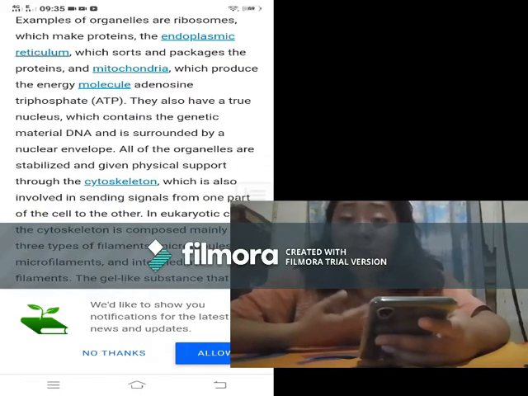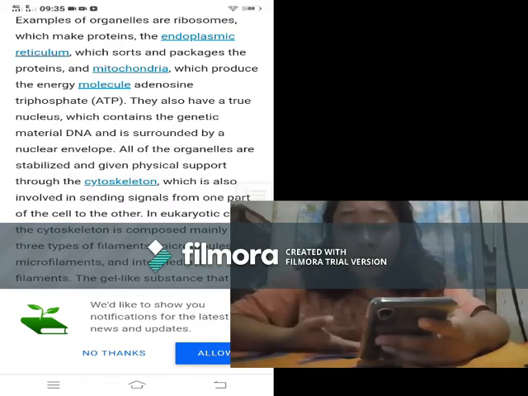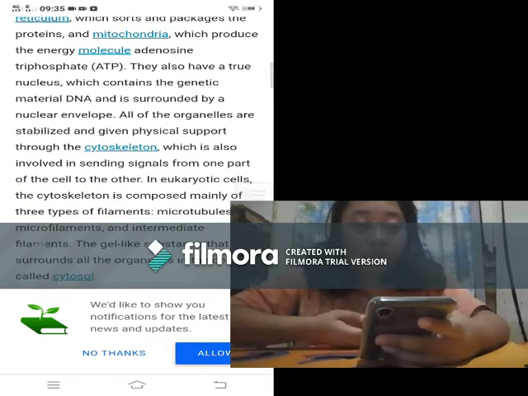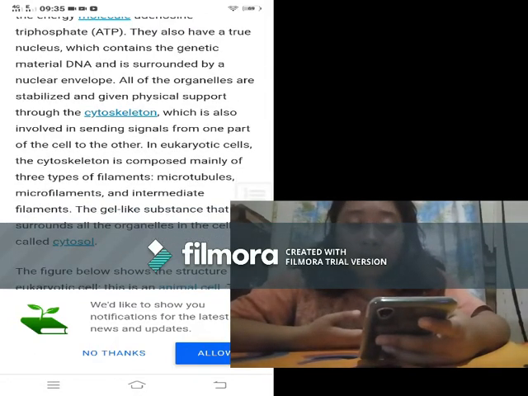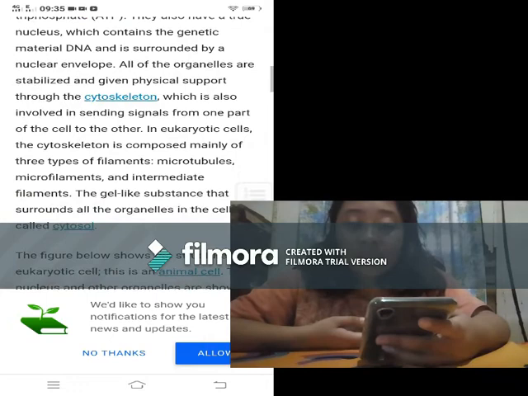They also have a true nucleus. From the word itself, EU means true, and karyo means a nut or nucleus. That's why they are called true nucleus, which contains the genetic material DNA and is surrounded by a nuclear envelope. All of the organelles are stabilized and given physical support through the cytoskeleton, which is also involved in sending signals from one part of the cell to the other.